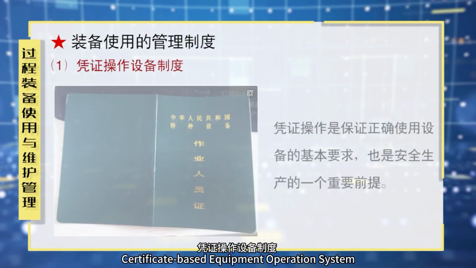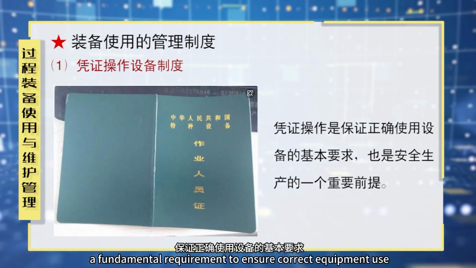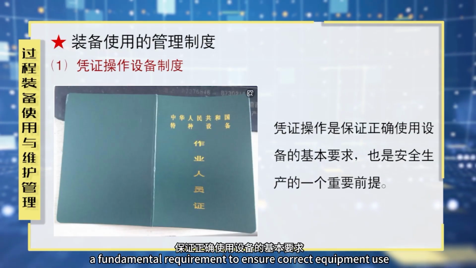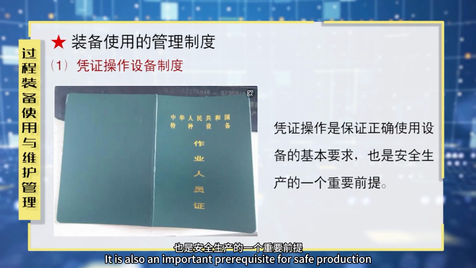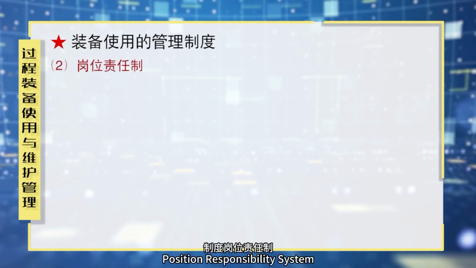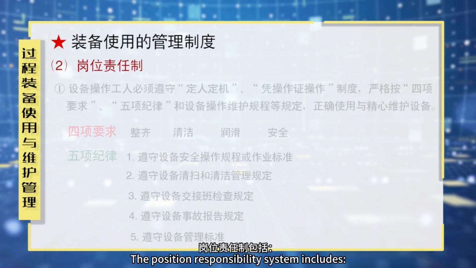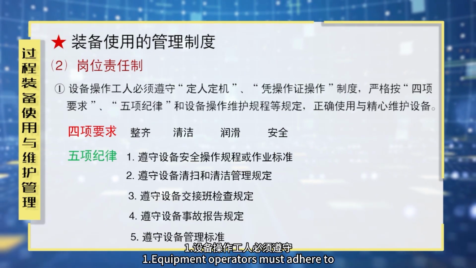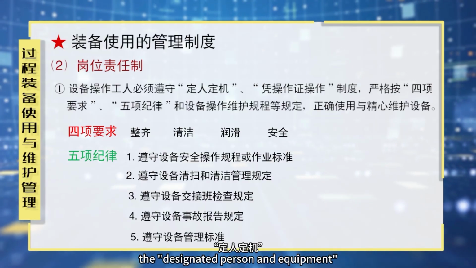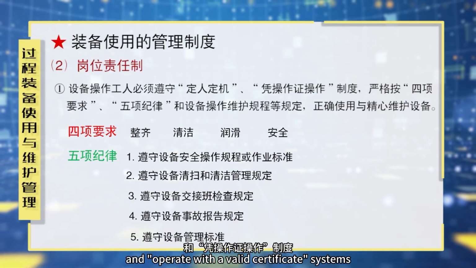First, Certificate-Based Equipment Operation System. Certificate-based operation is a fundamental requirement to ensure correct equipment use. It is also an important prerequisite for safe production. Second, Position Responsibility System. The Position Responsibility System includes: first, equipment operators must adhere to the designated person and equipment and operate with a valid certificate systems.